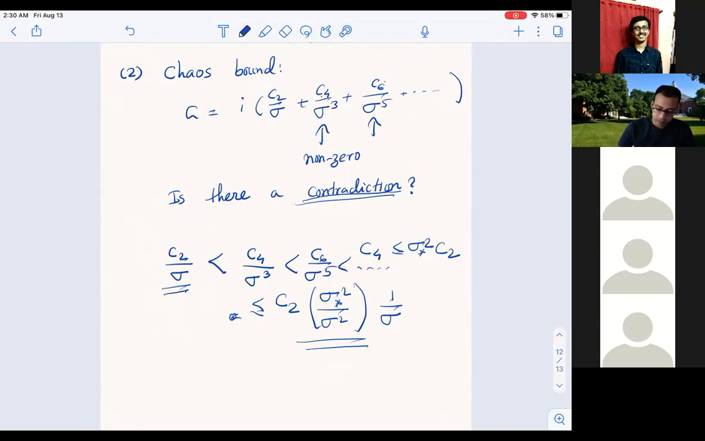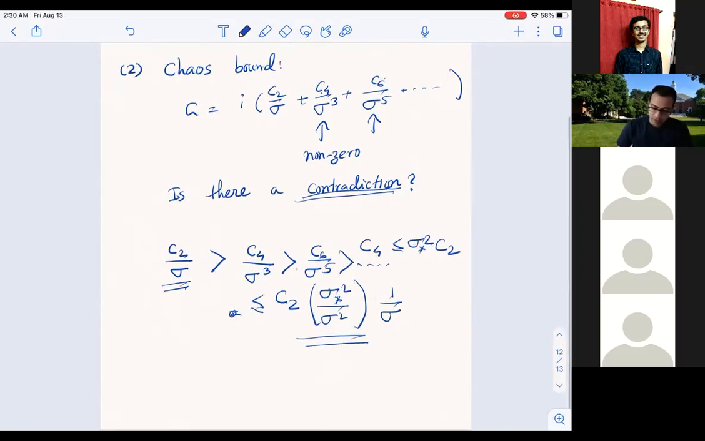Sorry, do you mean the other way, or is this less than or greater than? I'm sorry. Oh, yeah, you're right. Yes, yeah, that was a bad typo. Yes, that's right.